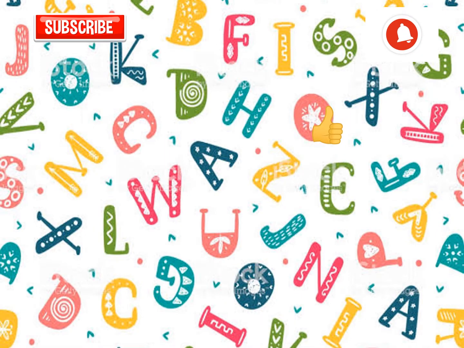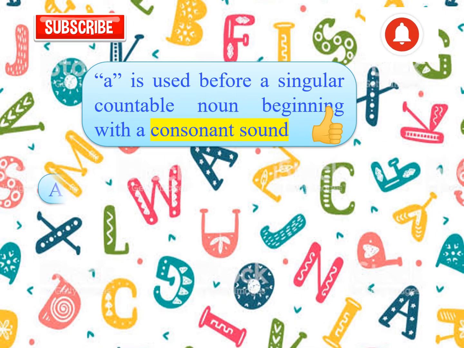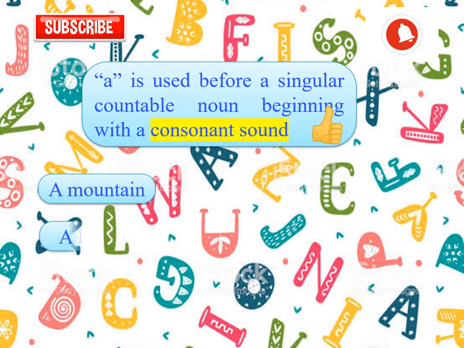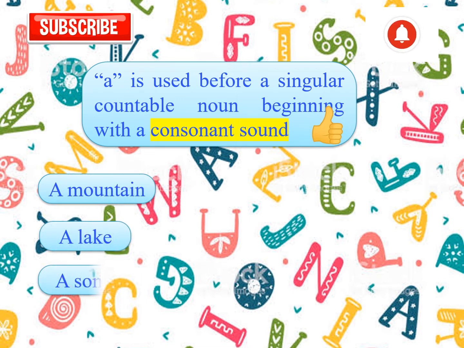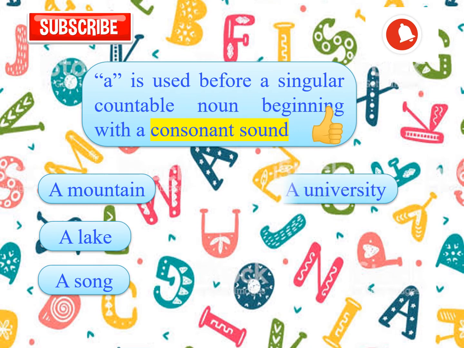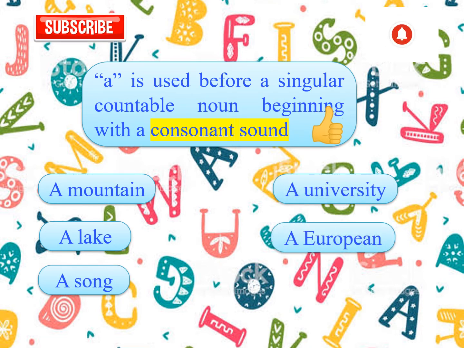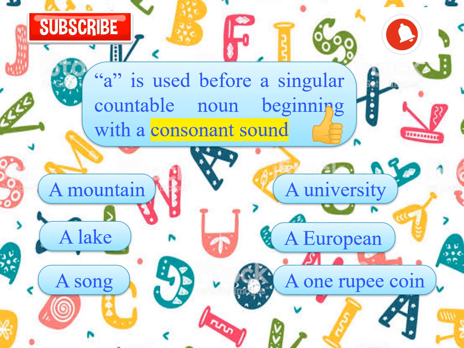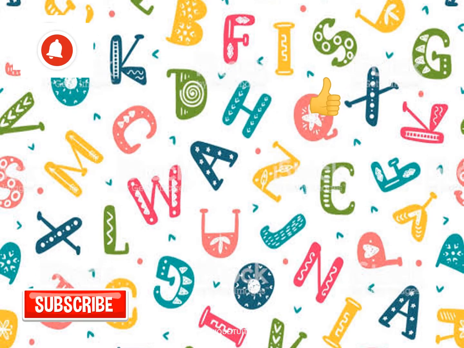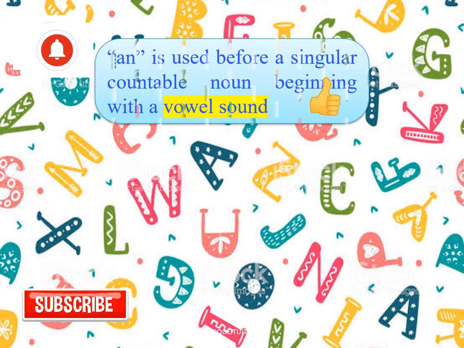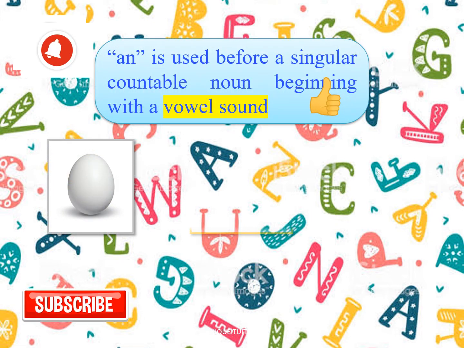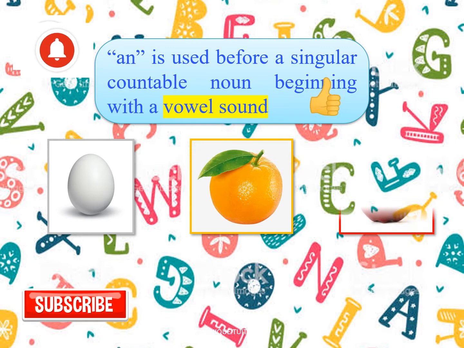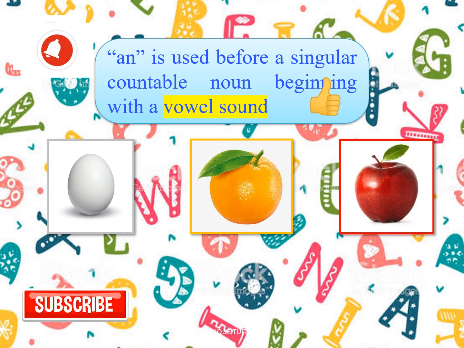Another interesting point to note here is that we use a before a countable noun which is singular beginning with a consonant sound. For example, a mountain, a lake, a song, a university, a European, a 1 rupee coin. Please remember that consonant sound is important. We use an before a countable noun which is singular beginning with a vowel sound. For example, an egg, an orange, an apple.